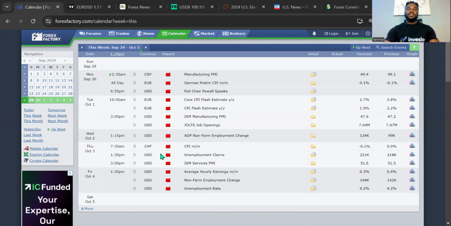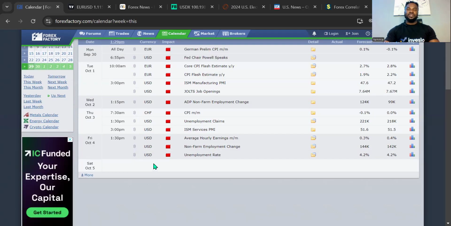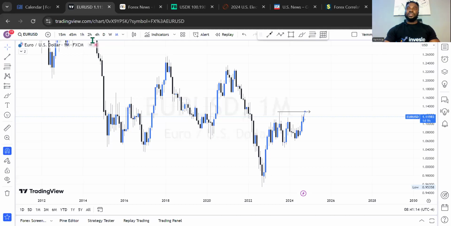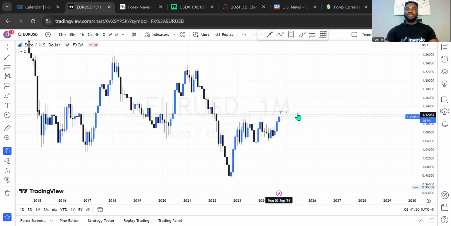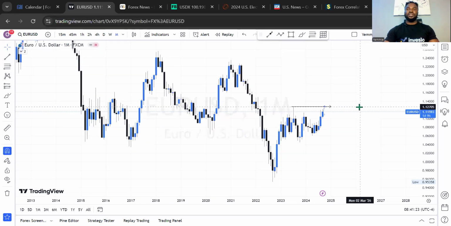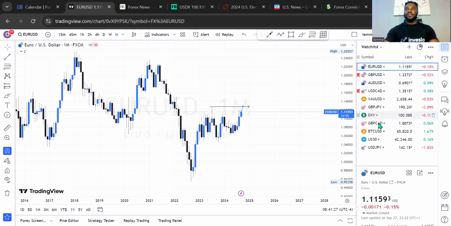Thursday, we equally have US dollar and CHF coming up. And Friday, we have US dollar coming up all through at 1:30 p.m., which is the average hourly earnings, monthly by monthly news, and non-farm employment change and unemployment rate. These are the outlook of the fundamentals that we're looking at for this week. And it's important that we know how to expect this so we are not cut short in our expectations on those trades.